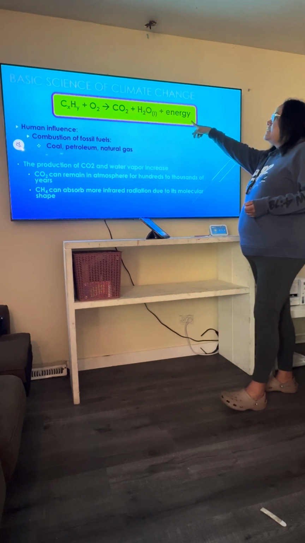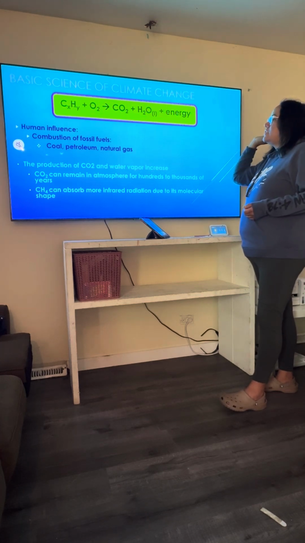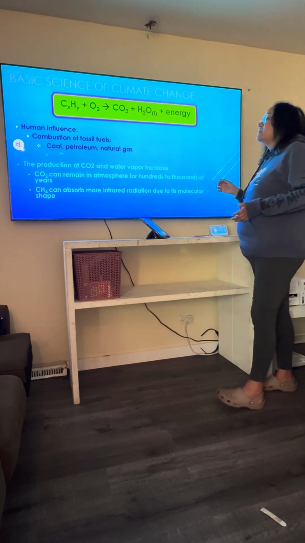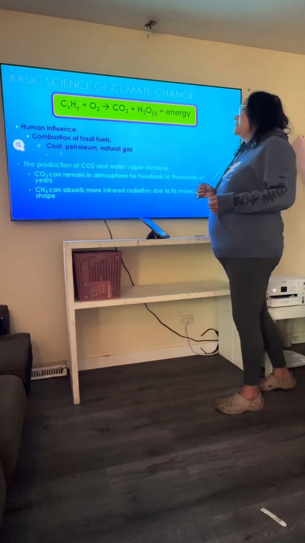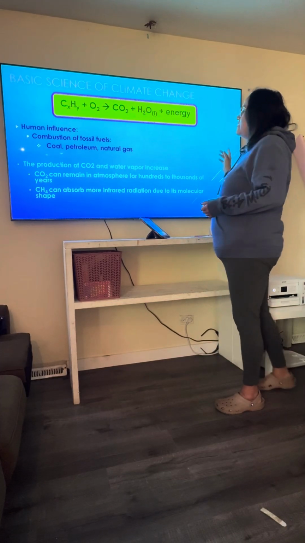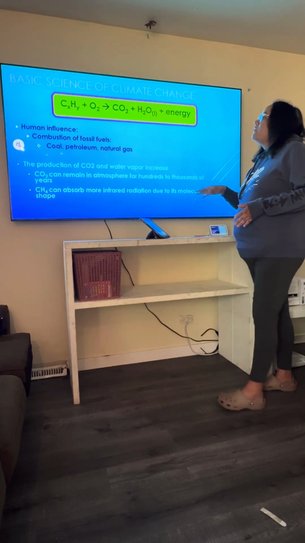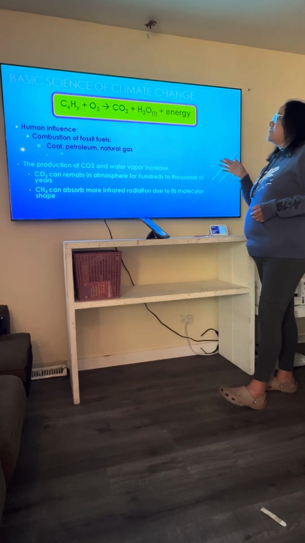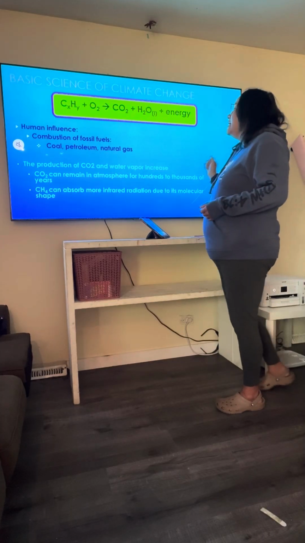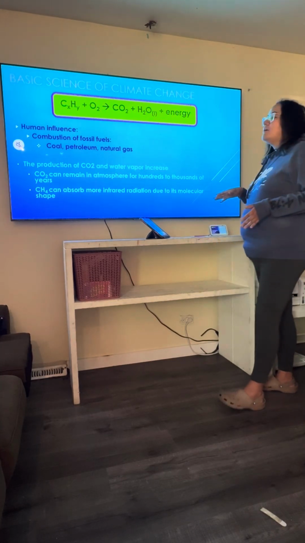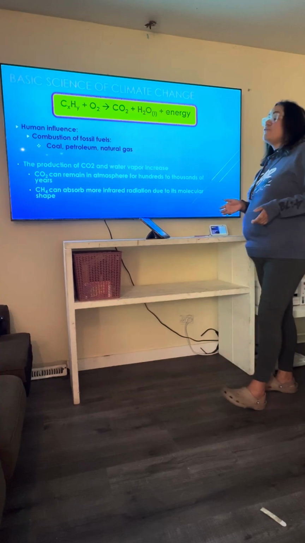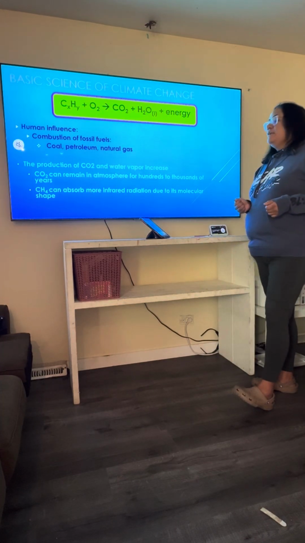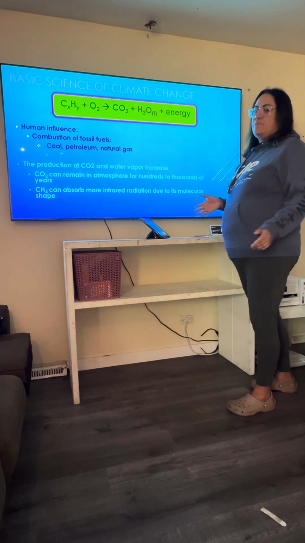So here is the combustion reaction. A lot of these fossil fuels, they have an abundance of carbon and hydrogen, so coal, petroleum, and natural gas. When they react with oxygen in the atmosphere, they produce carbon dioxide and H2O vapor. And when these increase, carbon can remain in the atmosphere for hundreds to thousands of years, and methane can absorb more infrared radiation due to its molecular shape.